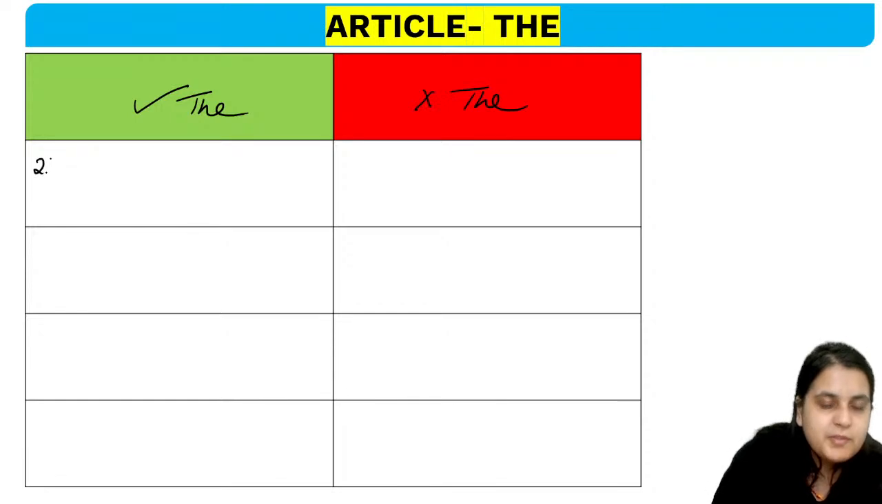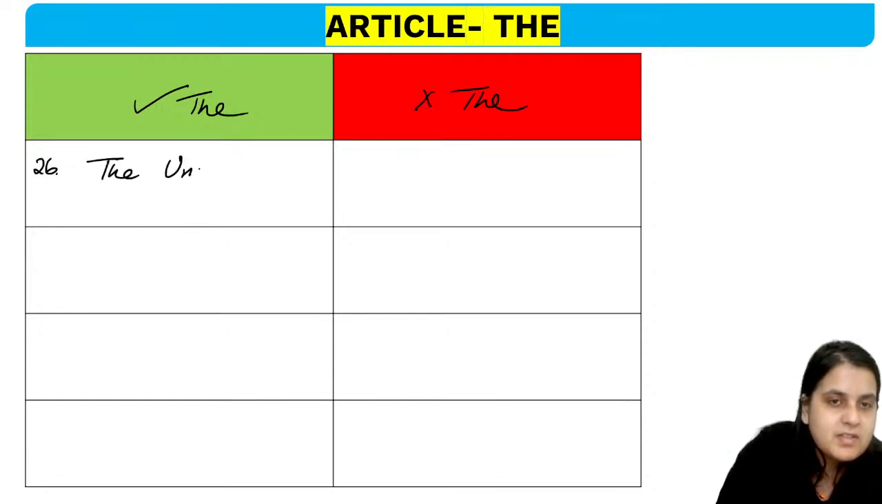You use the before university when you write it in this way: the University of, let's say, Mysore. Then I'm going to use the. But listen to the exception.